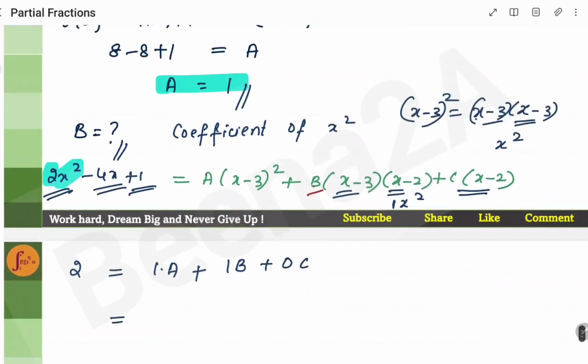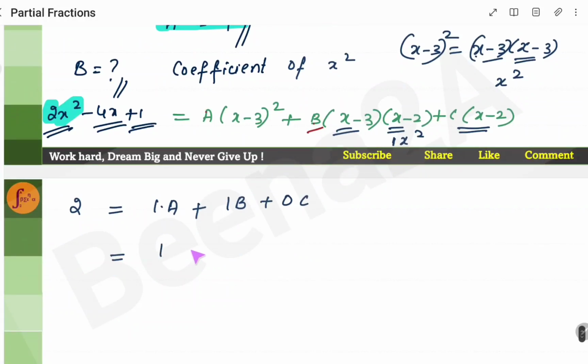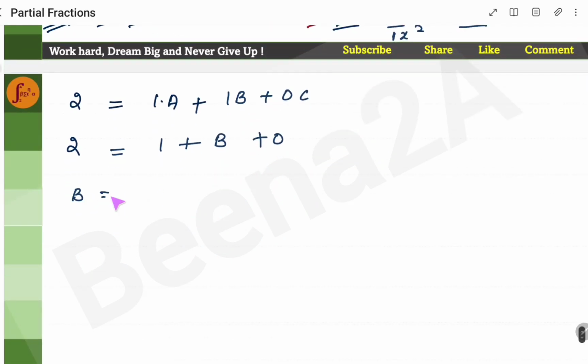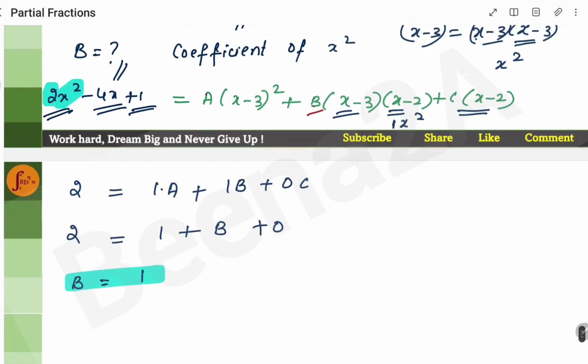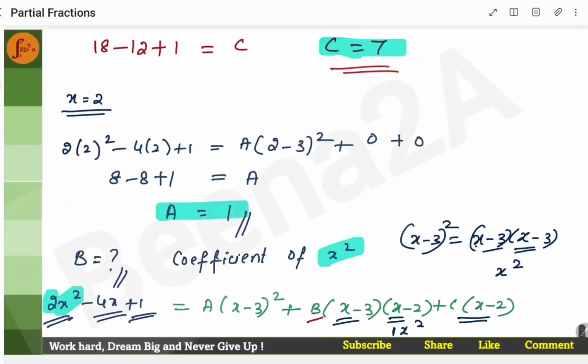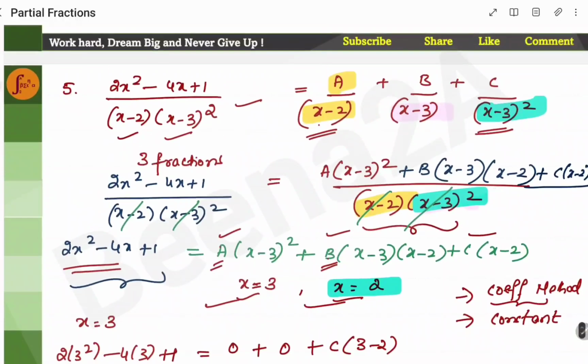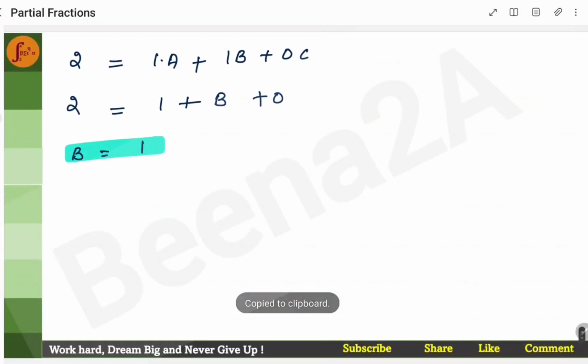Now we got the value of a. A is 1. B we don't know, right? This is 0. So what is b? B is equal to 1. So we understood what the coefficient method is, right? You have to take the coefficient of x square. Now we'll substitute in the original expression, right? Here we'll substitute all the ABC values and we'll get the final partial fractions.